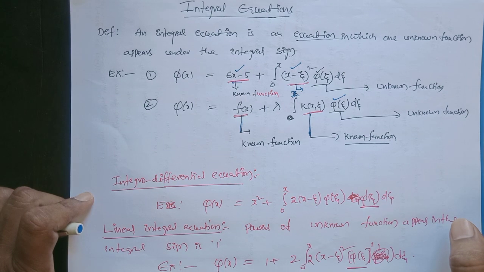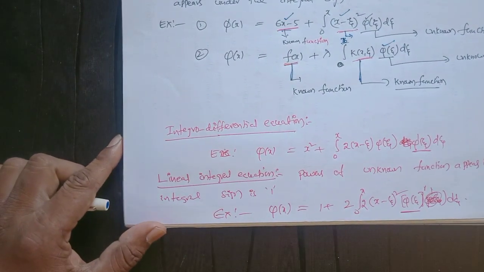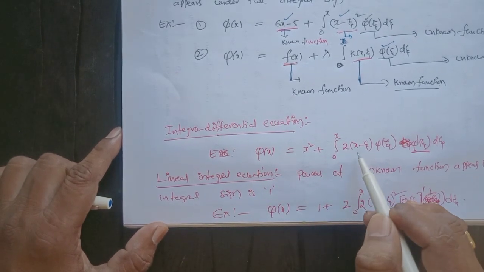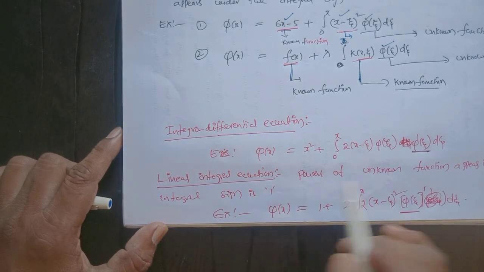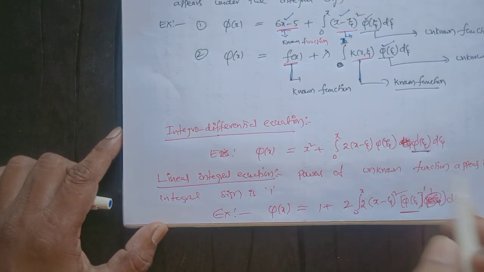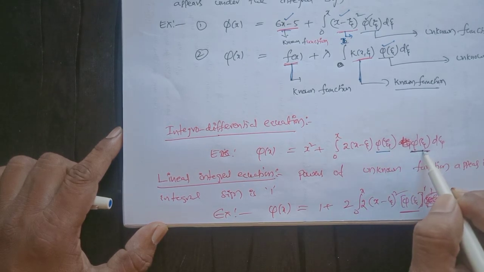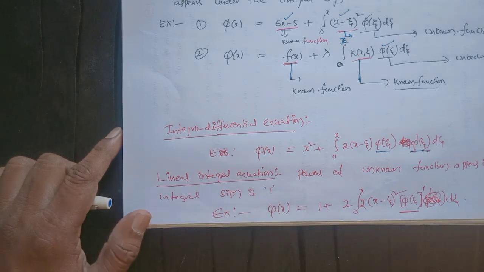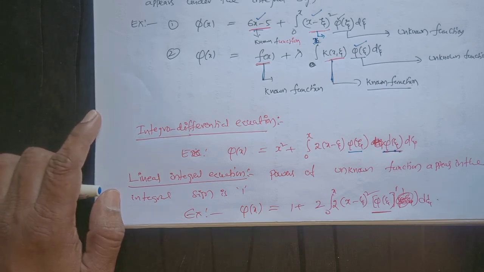Next, what is an integro-differential equation? Phi of x is equal to x square plus integral 0 to x of 2 times (x minus xi) phi of xi into phi dash xi. See this example, in which under the integral sign there is phi of xi and its derivative phi dash xi. The derivative of an unknown function appears under the integral sign, which is called an integro-differential equation.